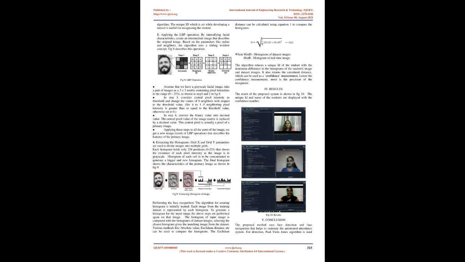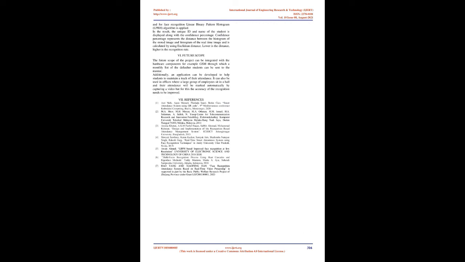Assume that we have a grayscale facial image. Take a part of the image as a 3x3 matrix containing pixel intensities in the range 0 to 255, as shown in Steps 1 and 2 in Fig 8. In Step 3, consider the central pixel intensity as the threshold and change the values of the 8 neighbors with respect to the threshold value. Set it to 1 if the neighboring pixel intensity is greater than or equal to the threshold value, otherwise set to 0. In Step 4, convert the binary value into a decimal value.